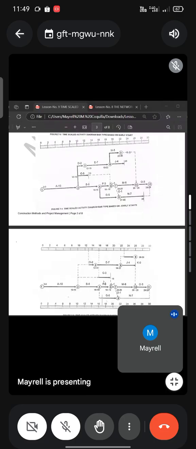So, the difference, if you observe, is that they are moved. Right? The arrow is moved further, to the later part where it can be. Okay, so this is based on late start.